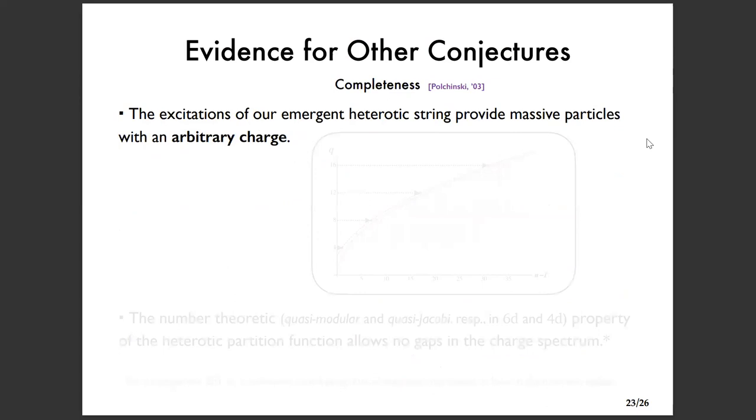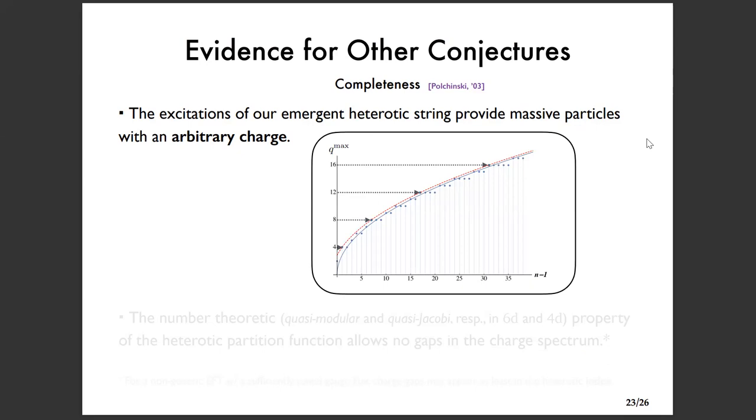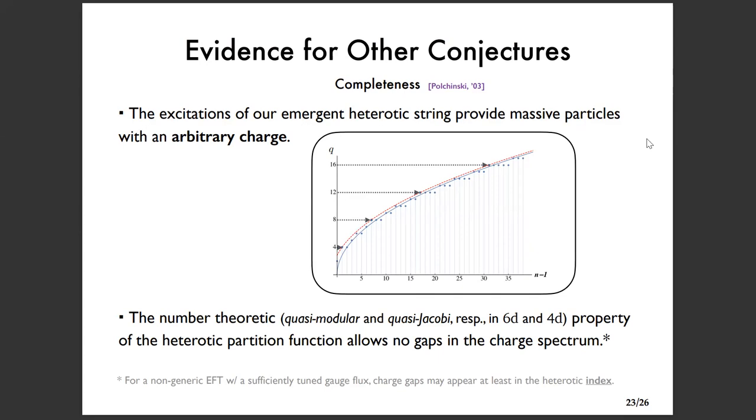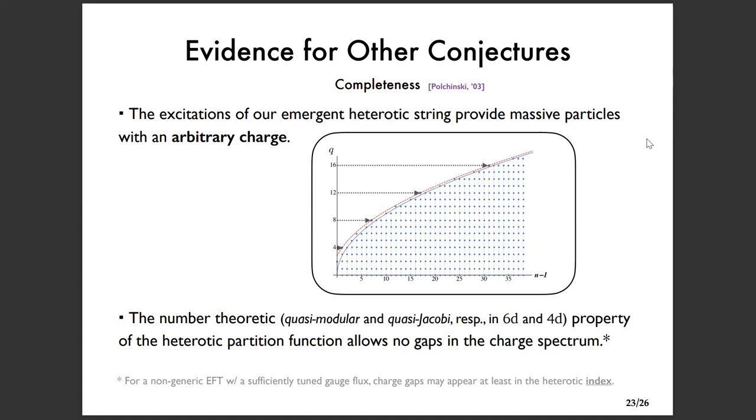The next conjecture to be discussed is completeness, which claims that all the charges are to be filled by physical states, not just the sublattice charges. And naturally, indeed, the excitation modes provide massive particles with an arbitrary charge. So we've seen this graph, which indicates the maximum gauge charges at a given mass level by these dots. But the heterotic partition function, in fact, tells us that at each mass level n, the degeneracies are non-zero all the way up to Qmax. So there are states at each site in the charge lattice at each mass level up to Qmax. In particular, no gaps are allowed in the charge spectrum.